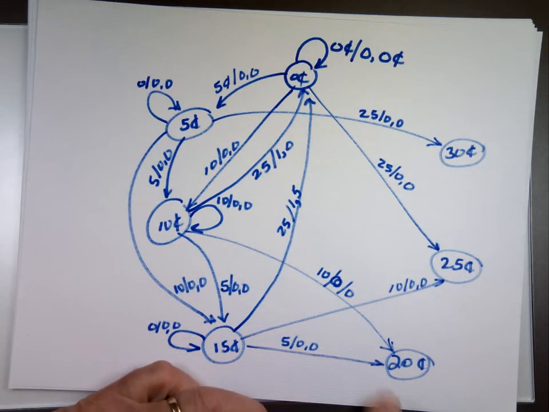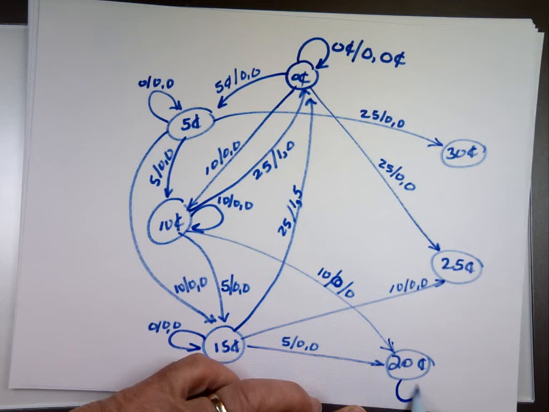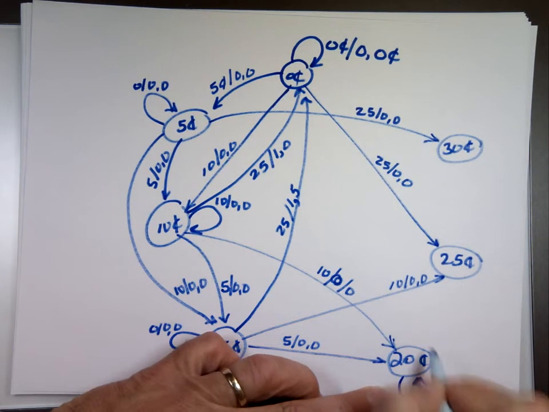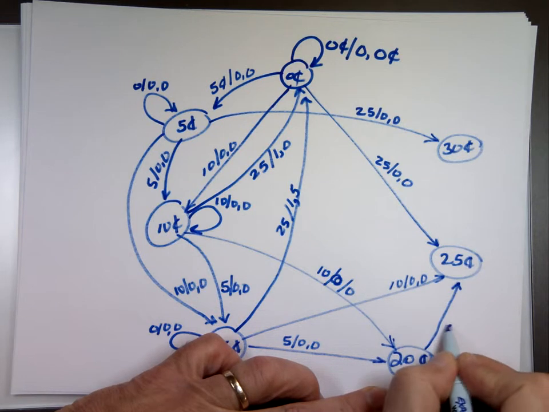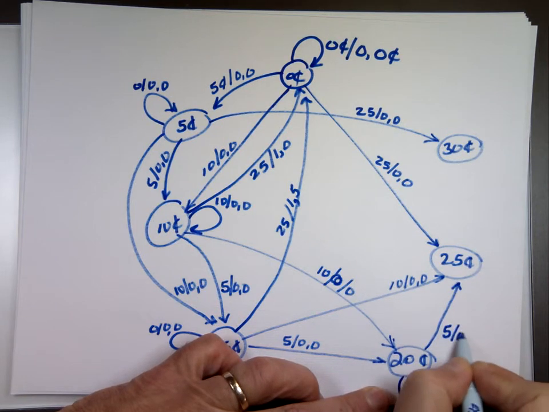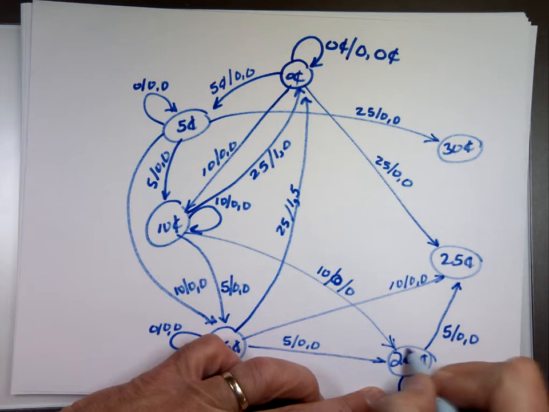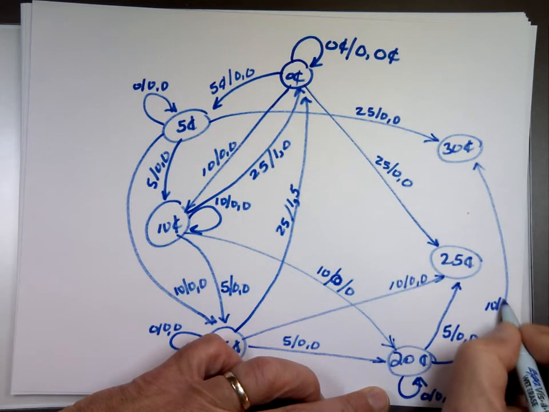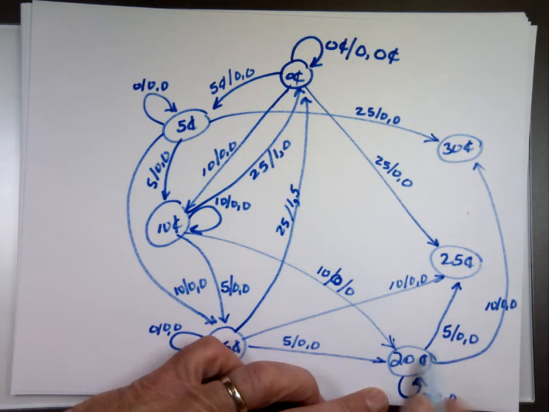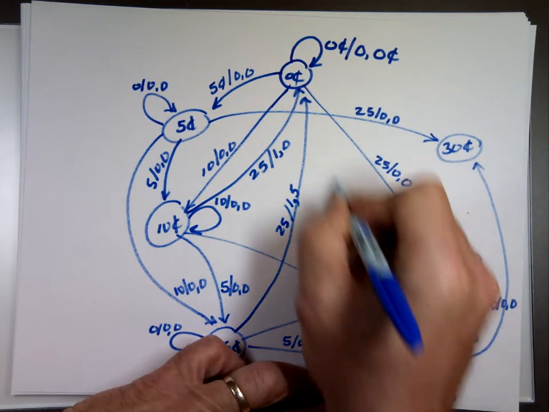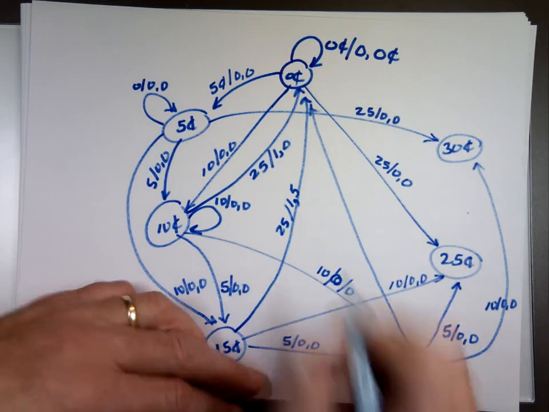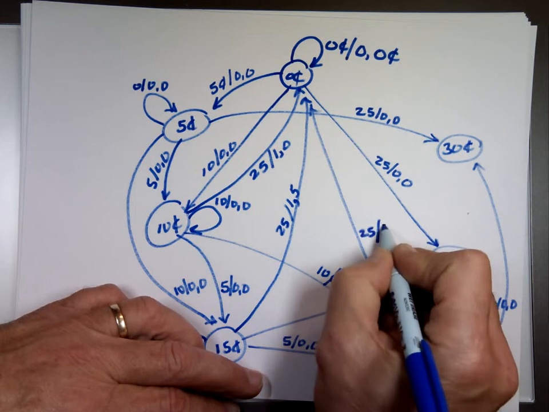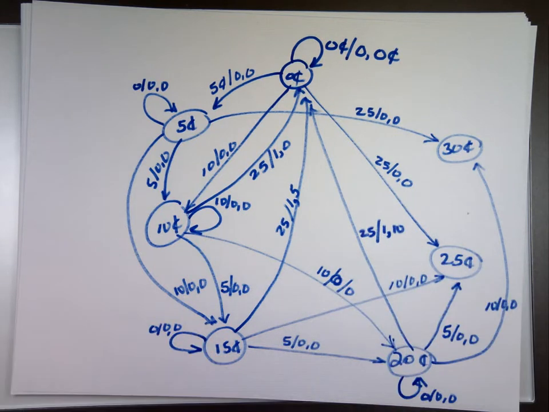Yep. If you're at 20 cents, you put no money, you stay there. If you put 5 cents, you go right here. If you put 10 cents, you go where? 30. And if you put 25 cents, you go back to here. That's what, 45 cents now, 20 and 25? So you get a candy and you get what? 10 cents back.